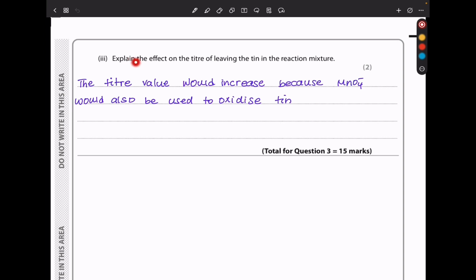And then they say explain the effect on the titre of leaving the tin in the reaction mixture. It means more manganate would be required to reoxidize the vanadium as well as reoxidize the tin. So this brings us to the end of question 3. Let's continue to question 4.